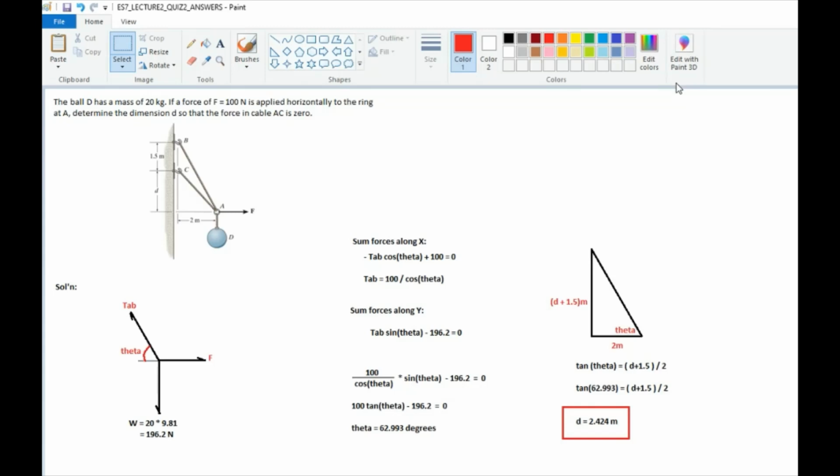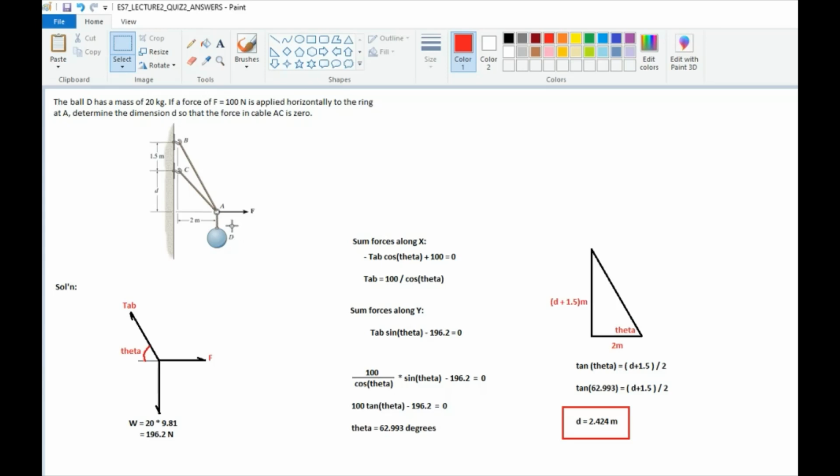We will be showing the solution to the following problems, right? So for the first problem, ball D has a mass of 20 kilograms. If a force of 100 newtons is applied horizontally to the ring at A, determine the dimension D so that the force in cable AC is 0. So this is our figure, guys.